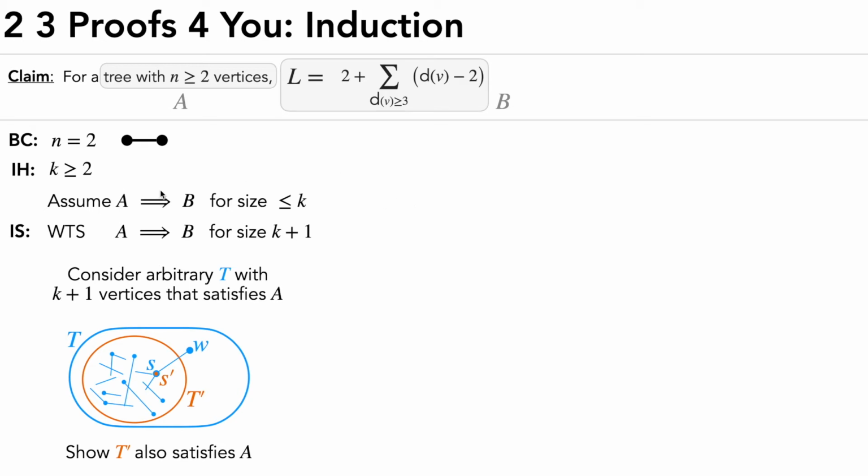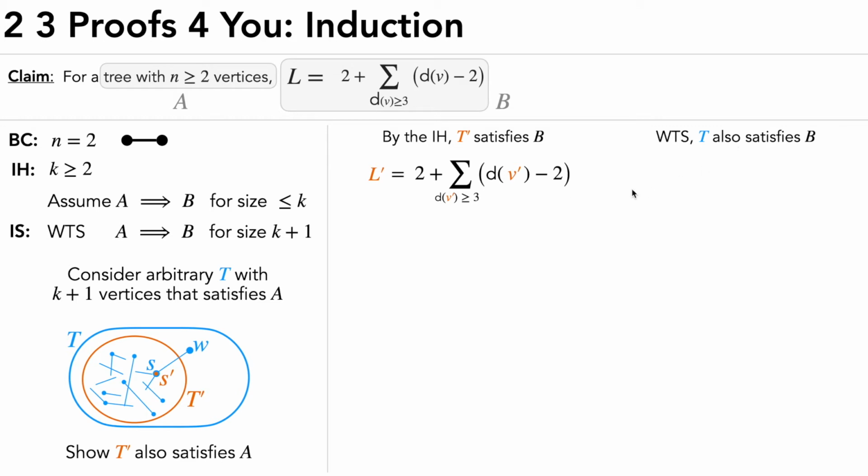With that out of the way, we can go ahead and cite the induction hypothesis on T prime, and say that it satisfies property B as well. What does it mean for T prime to satisfy property B? This just means that the number of leaves in T prime, let's refer to this as L prime, is equal to this expression. Our goal is we want to show that T also satisfies property B. So we want to show that the number of leaves in T, L, is equal to this expression. Note that the only difference between these two is what we're summing over. This summation goes over all the vertices V prime inside of T prime, while this one goes over all the vertices V in the overall T.